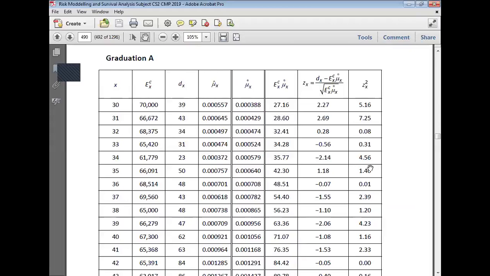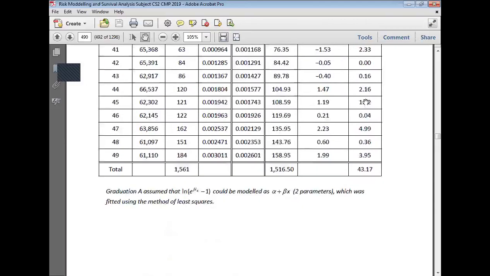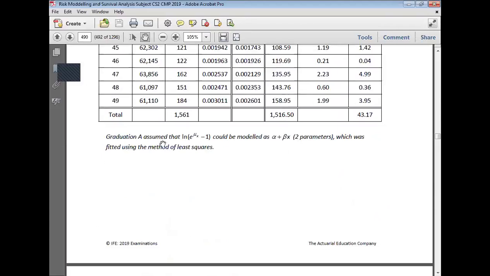Okay, but this was just one example of the kind of graduation that we can have. So in this particular table, what we have done is we have assumed a particular model. So here, if you see, they've given a very nice note. So we are assuming that this is the kind of model.